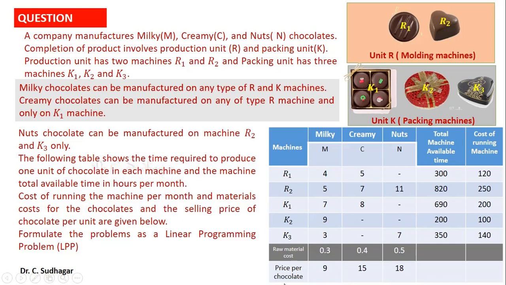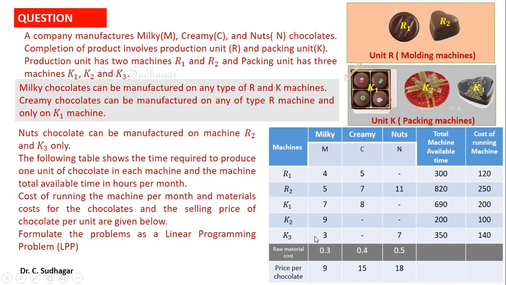So how much are they going to sell for? Price per chocolate is 9 reals. They are going to sell it for 9 reals per piece of chocolate. This 15 means creamy chocolate they are going to sell for 15 reals, and nuts chocolate they are going to sell for 18 reals. So this is the question. I repeat once again, they are going to produce three types of chocolates by using two units. The first unit has two machines and the second unit has three machines.